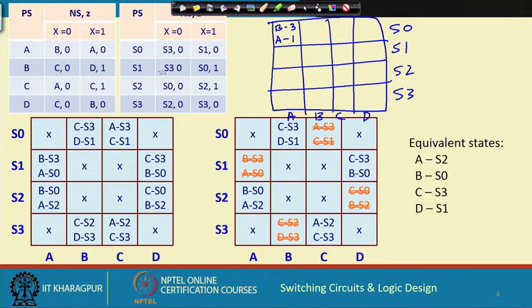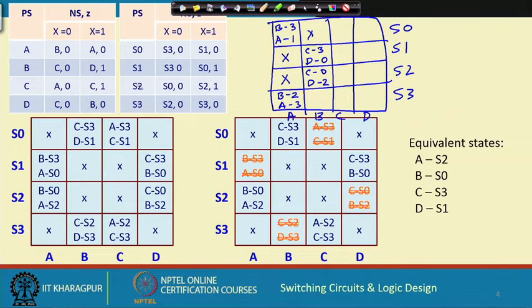Between A and S1, 0001, so there will be a cross. Between A and S2, 0001, there also a cross. Between A and S3, 000, so B S2 and A S3. Then B and S0, 0100, a cross. B S1, 0101, so C S3, D S0. B S2, 0101, so C S0, D S2.